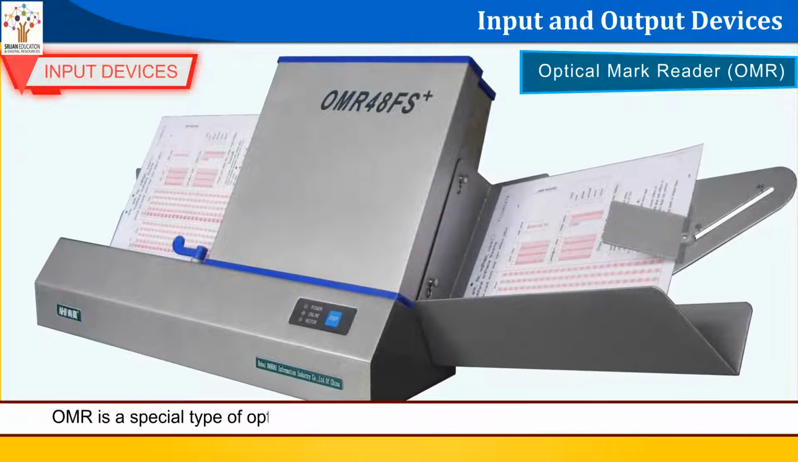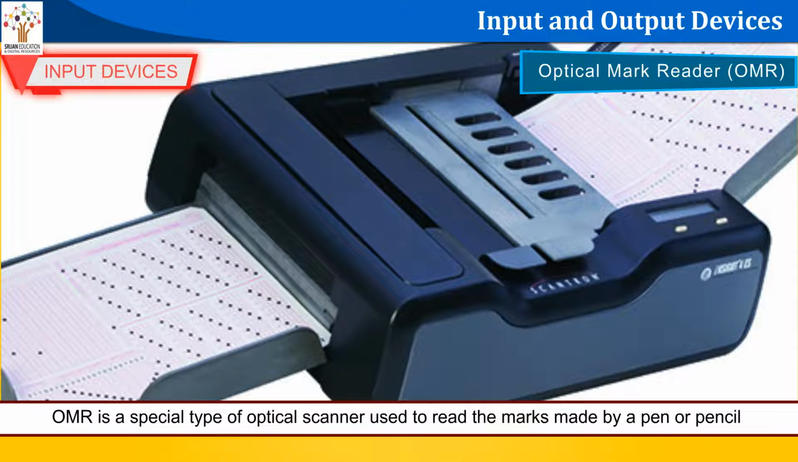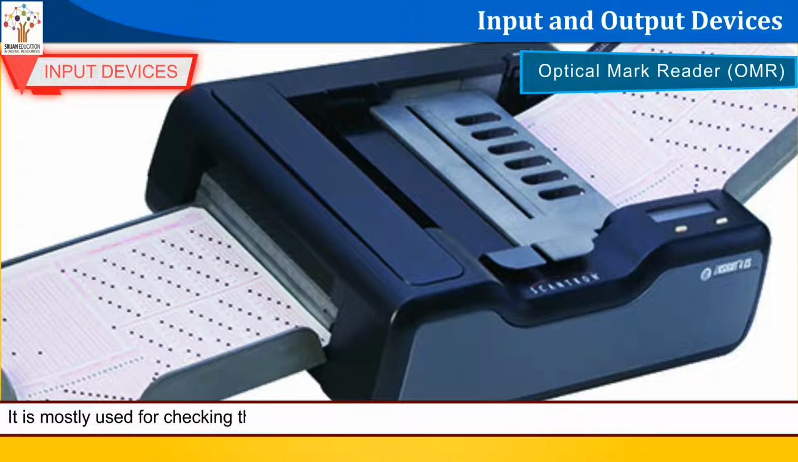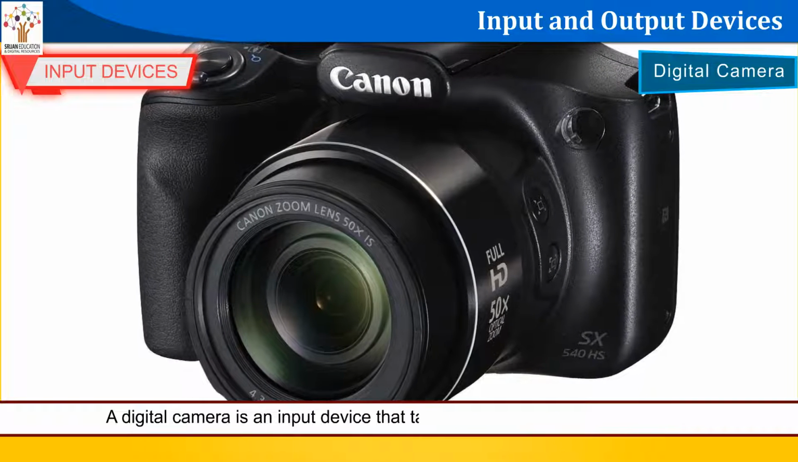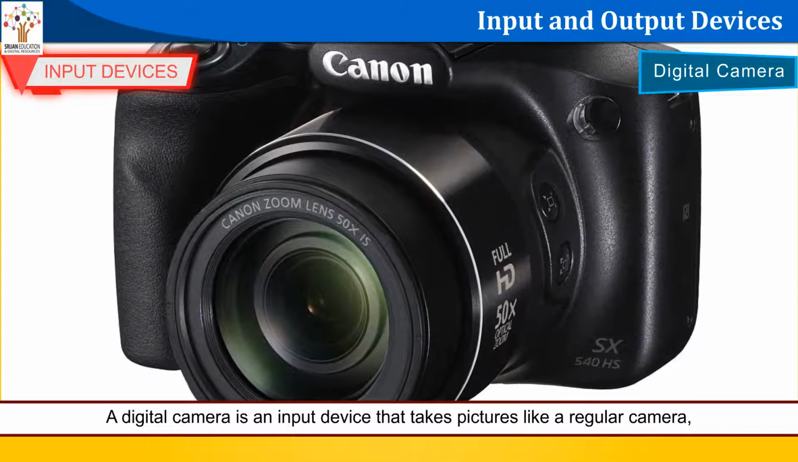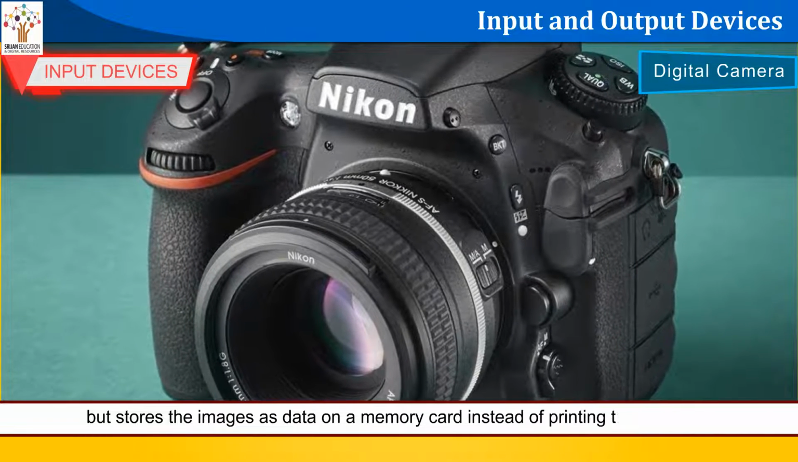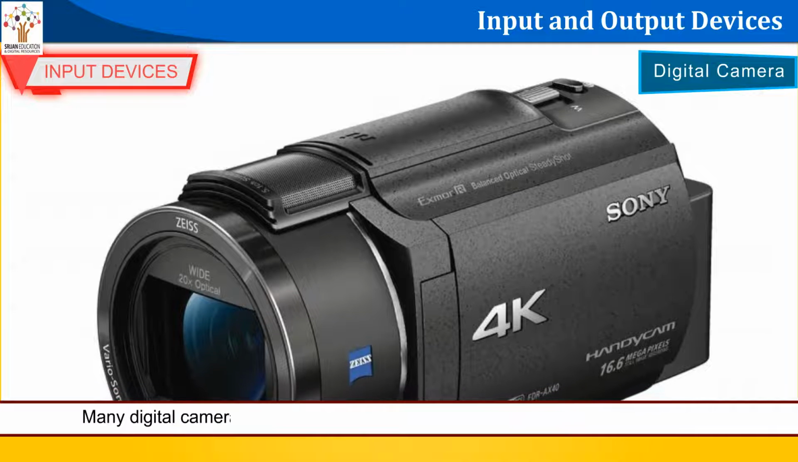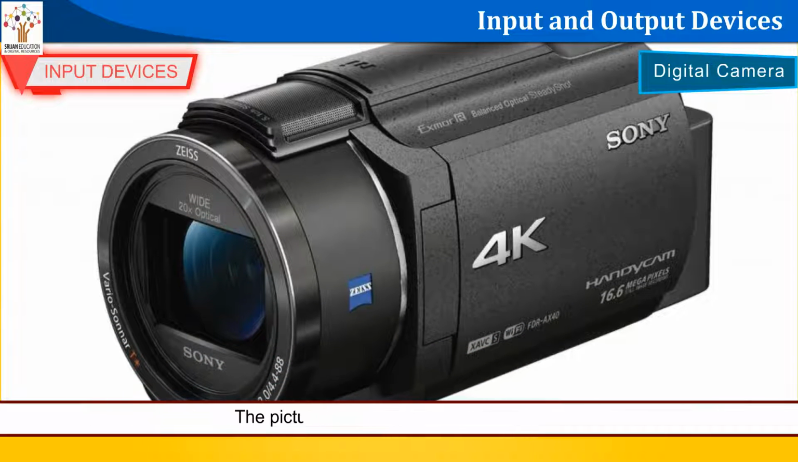Optical Mark Reader, OMR. OMR is a special type of optical scanner used to read the marks made by a pen or pencil. It is mostly used for checking the answer sheets of examinations that have multiple choice questions. Digital Camera. A digital camera is an input device that takes pictures like a regular camera but stores the images as data on a memory card instead of printing them on film. Many digital cameras are capable of recording videos in addition to taking photos. The pictures can be stored on a computer.